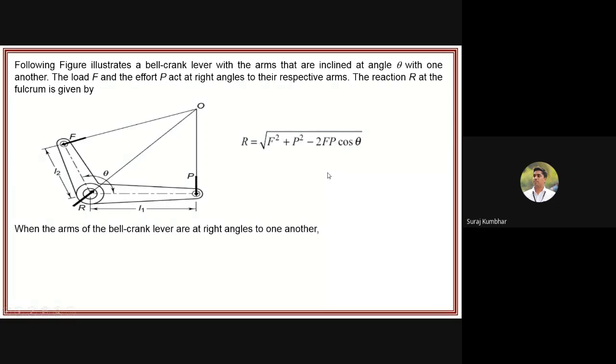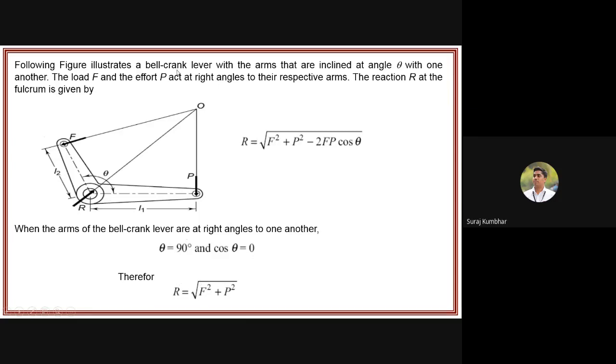Then when the arms of the bell crank lever are at right angles to one another, then theta is how much? Theta is equal to 90 degrees. And what is cos theta? Cos 90 is 0. So if I put this in the equation, cos theta is 0, which means the whole term 2FP into cos theta will get cancelled. So what will be the remaining? R is equal to square root of F square plus P square.